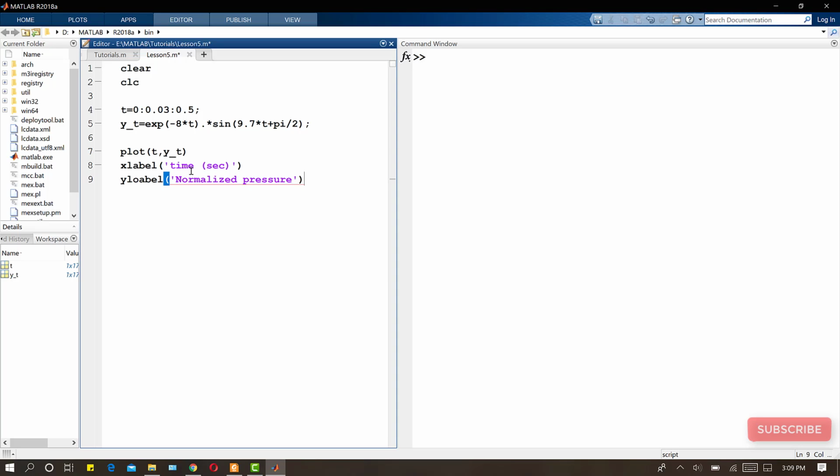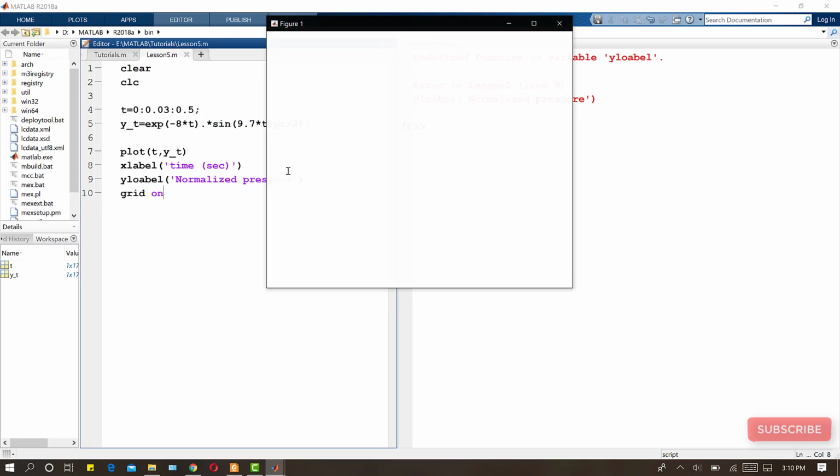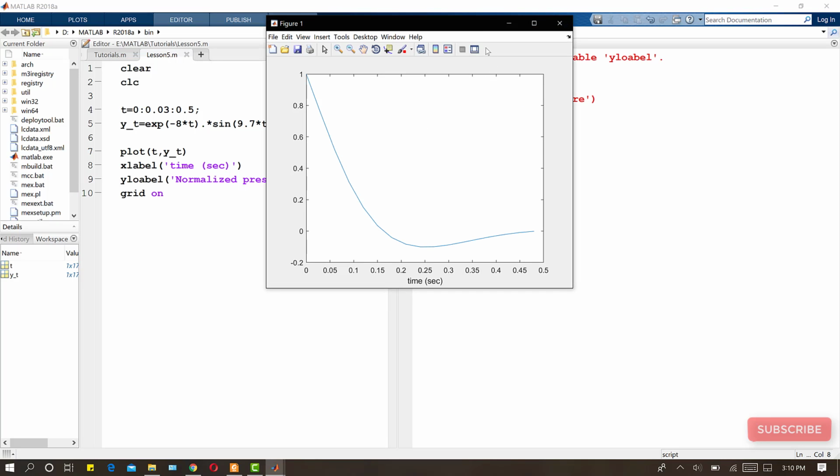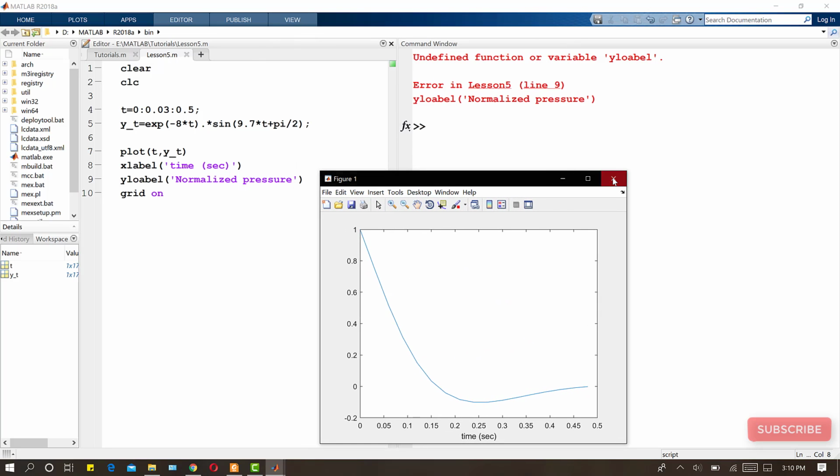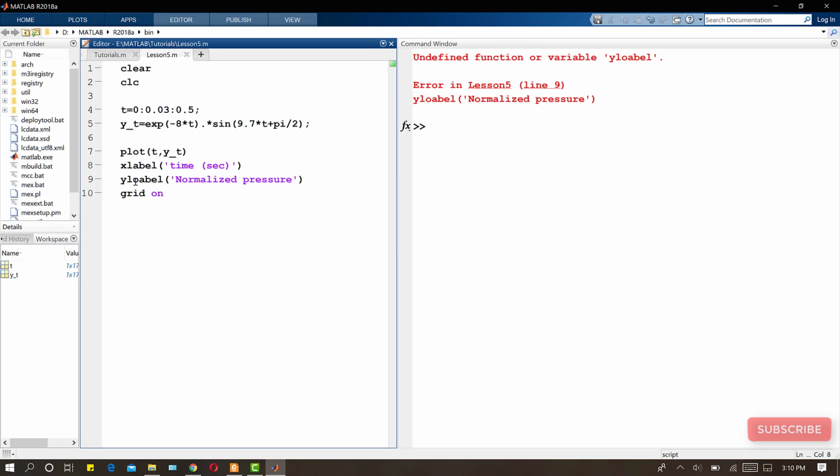So I will write it like this. And now, if we want to show the grid on the graph as well, what we will do is write grid on. Now if I execute this, sorry, there is some error. Okay, I have the spelling of the label wrong, so I have to omit this O.